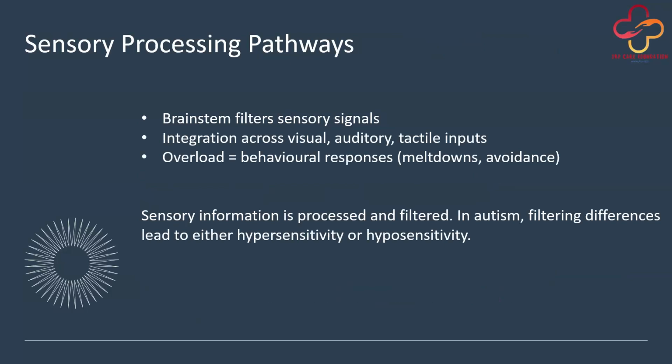So the pathways of sensory processing are: the brainstem filters sensory signals, integrates across visual, auditory, tactile inputs, and overload becomes a behavioral response. Meltdown, avoidance, the behaviors which you see are the outcome of sensory processing. So if there is overload in the sensory system, that's the reason you see children with autism often close their ears, or go into spinning, or some repetitive behaviors. By doing this, they are trying to limit the sensory input.